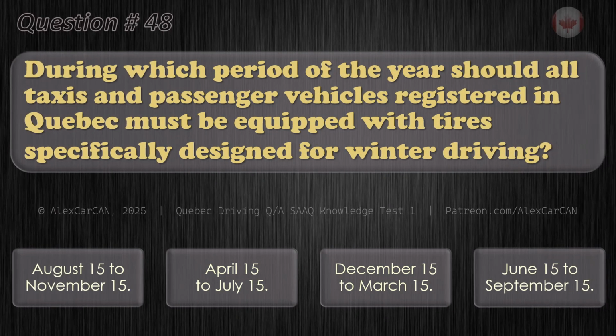Question number 48. During which period of the year must all taxis and passenger vehicles registered in Quebec be equipped with tires specifically designed for winter driving? August 15th to November 15th. April 15th to July 15th. December 15th to March 15th. June 15th to September 15th. The correct answer is December 15th to March 15th.